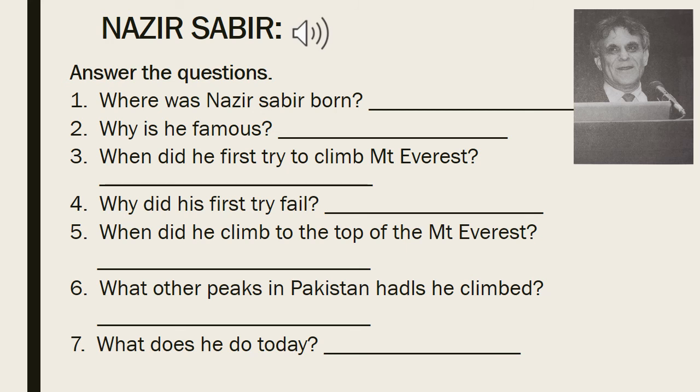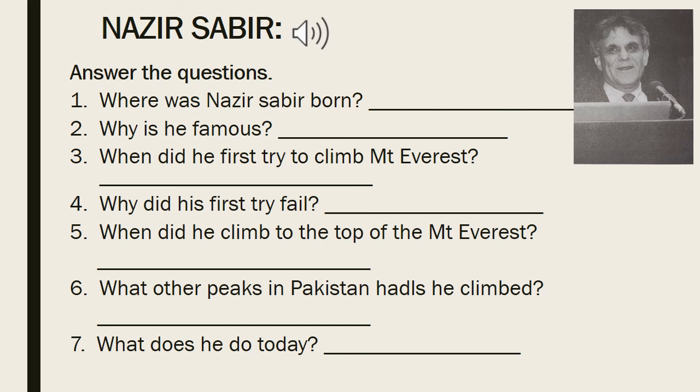Now the questions that we have. Question number 1: where was Nazir Sabir born? As I told you, Nazir Sabir was born in Ramanji in Upper Hunza. Why is he famous? Because he is the only person from Pakistan who has climbed Mount Everest. The third one: when did he first try to climb Mount Everest? He first tried in 1997. Why did his first try fail? His first try failed because of the strong blizzard or snowstorm.